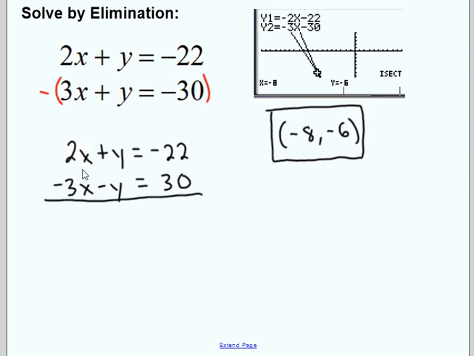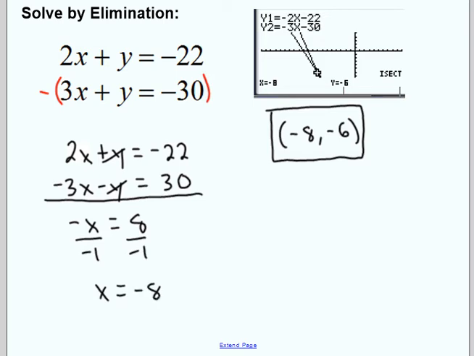Now if I add these equations, 2x minus 3x is negative x. The y's are eliminated. That's why we call it elimination. And -22 plus 30 is 8. Then we divide both sides by -1, and look at that. We get x equals -8.